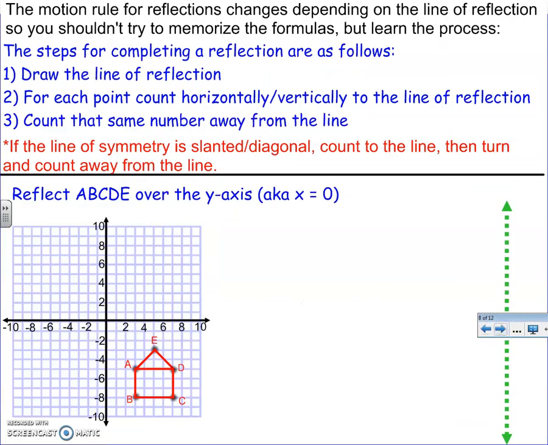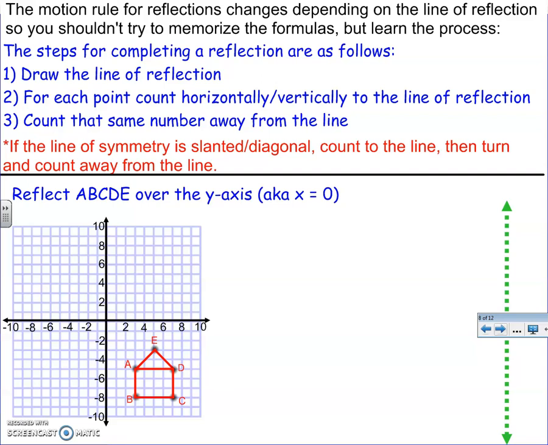So the motion rule for reflections changes depending on the line of reflection. So you should not try to memorize the formulas, but learn the process. Here are the steps. First, draw the line of reflection. Then for each point, count horizontally or vertically to the line of reflection. Then finally count that same amount away from the line of reflection. And if the line is slanted or diagonal, count to the line, turn, then count away from the line.